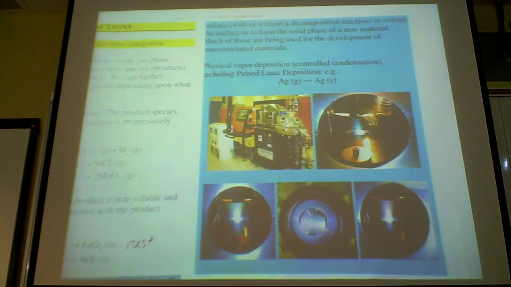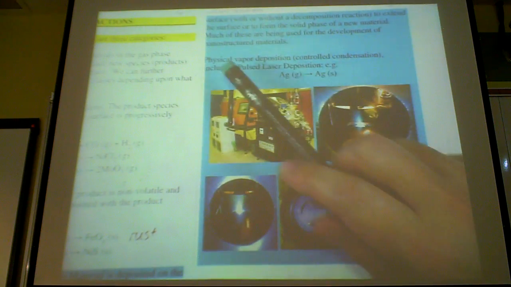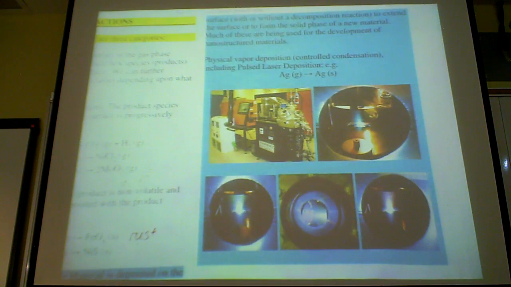And I'll give you 3 examples. One of the most important ones is physical vapor deposition. Physical vapor means that you just evaporate something by some means. You can do it by heat, by thermal evaporation. You can do it by electron beam, heating a material like silver, for example, and then turn it into gas.